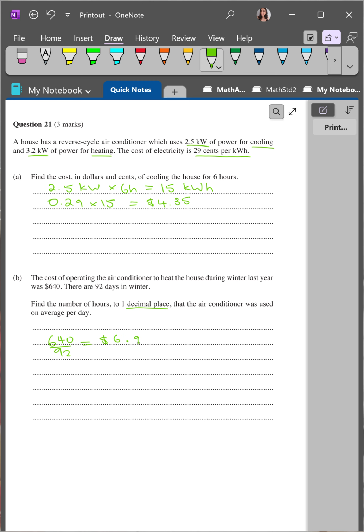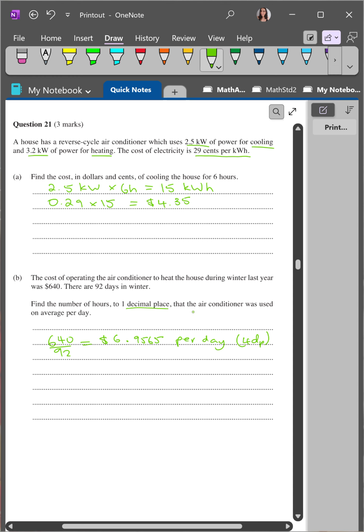So $6.9565 per day to 4 dp. I like to round to 4 decimal places throughout my working out. And then for a final answer, I like to round to 2 decimal places unless they've specified otherwise, which in this case they have. They want it to 1 decimal place. Now, this is how much they're paying per day.